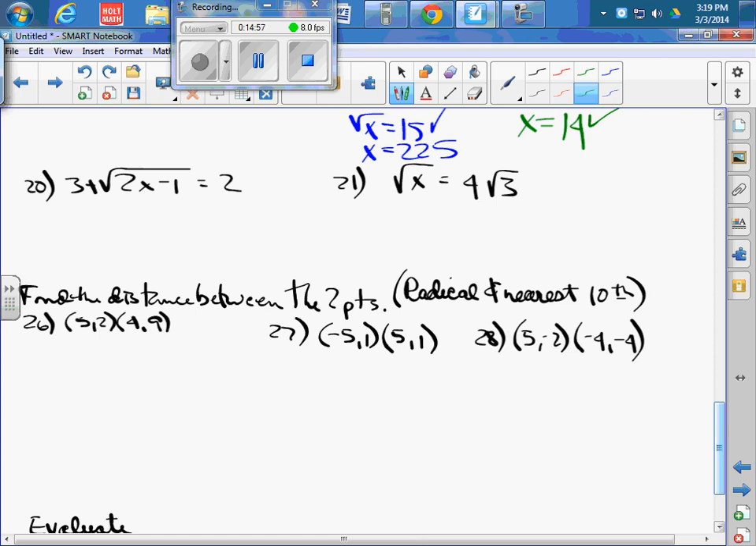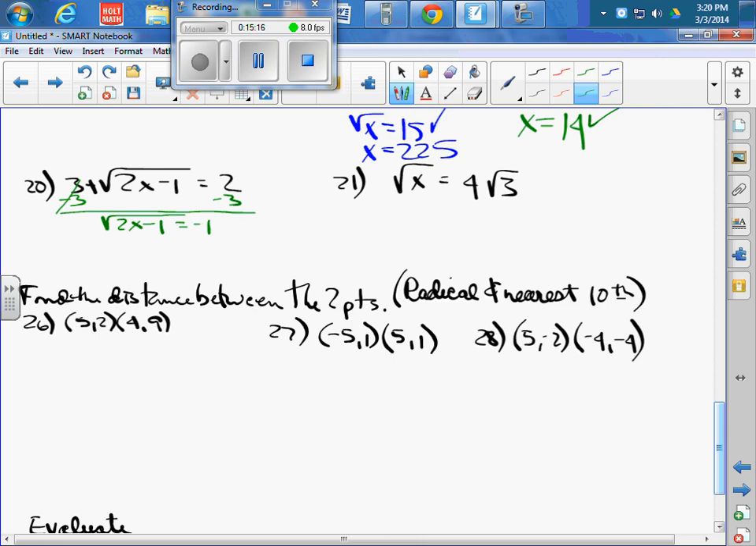Now in number 20, what are you going to do to clear away this 3? Divide, multiply, add, subtract? What are you going to do? Well, it's going to be subtracted, because 3 minus 3 is what will cancel out. I have radical 2x minus 1 is equal to 2 minus 3, which is negative 1.